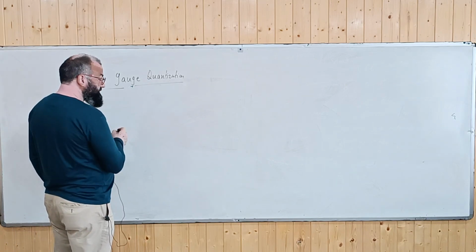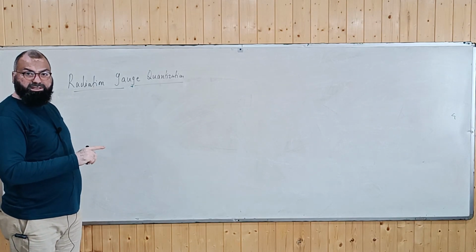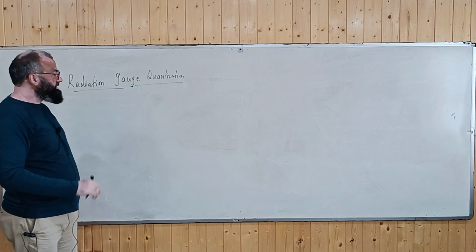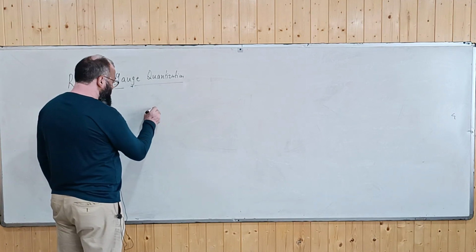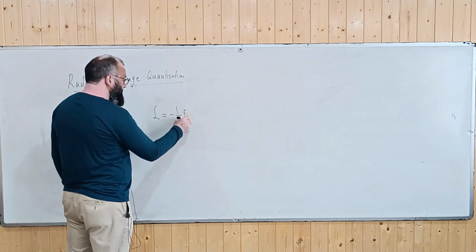So we'll consider what is our free field. Okay, so radiation gauge, it means Coulomb gauge, where phi is equal to 0. I will explain it. So let's take the Lagrangian. This is our free field, which we try to quantize now.